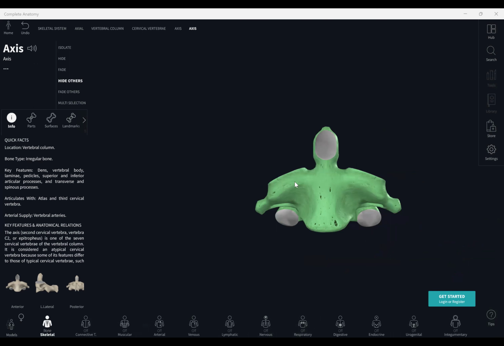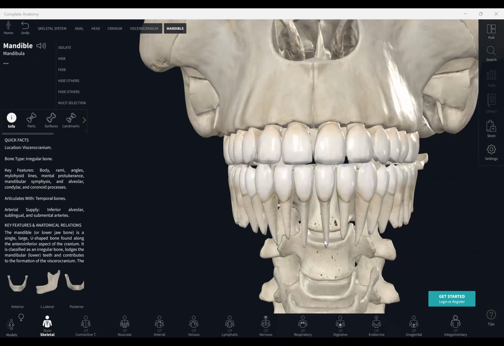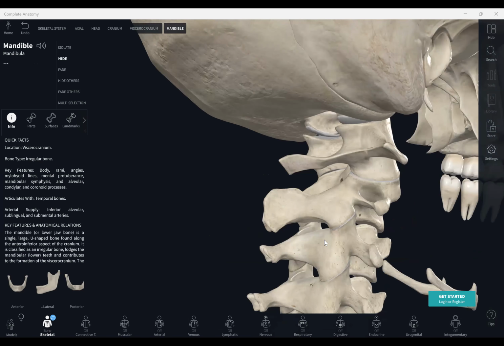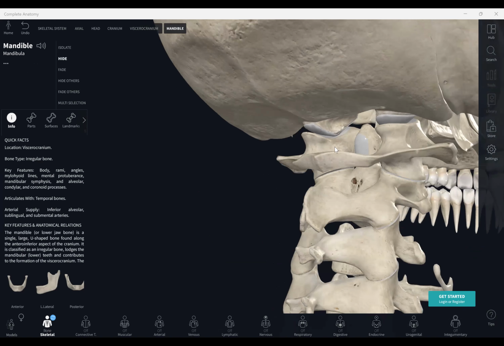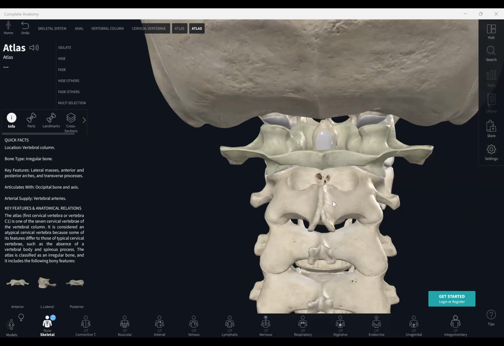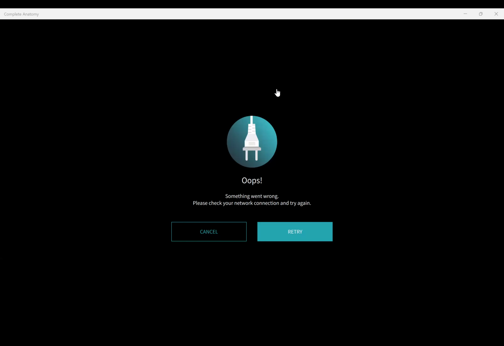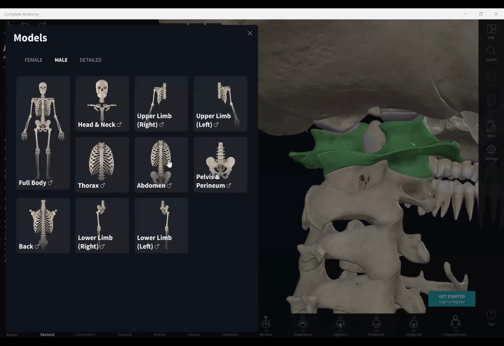When we bring those back, sorry, let me take that away for a little bit. You can see the atlas on top. There's the atlas, and then it connects to the axis like that. Do you guys see it? Yes. Okay, good.